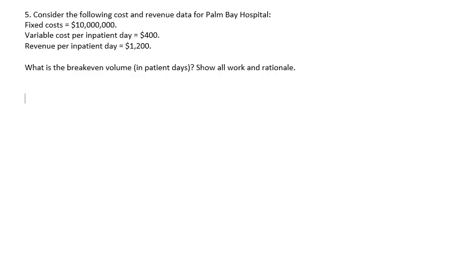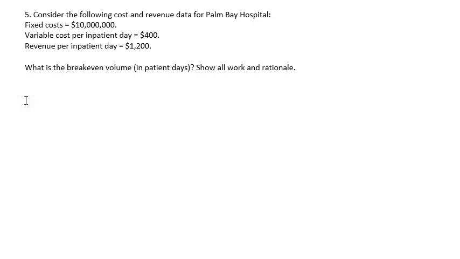Okay, now on to our very last one. Hopefully, again, if you got past question 3, you're kind of the hero. So questions 4 and 5 hopefully are a little bit easier. So with 5, we got the following information on Palm Bay Hospital. We've got our fixed costs, our variable costs. We're using inpatient days, so kind of familiar with the previous question, and our patient revenue per day is at 1,200.